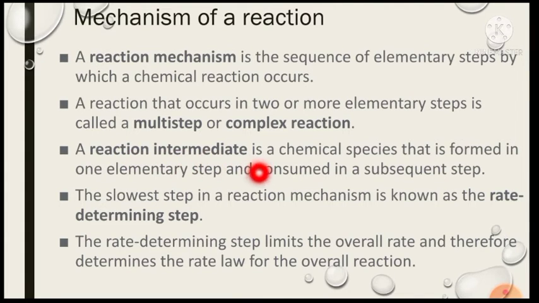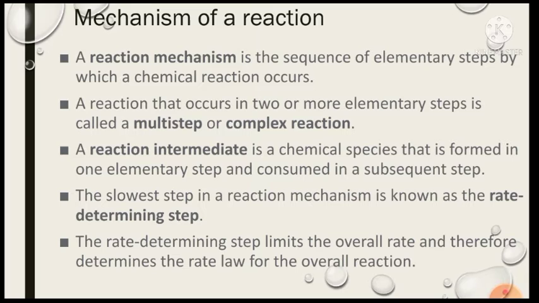So a reaction intermediate is a chemical species that is formed in one elementary step and consumed in a subsequent step. So there is a formation of a reaction intermediate which forms in one of the elementary steps, and that will be immediately consumed in another elementary step, the next subsequent step. That means the reaction intermediate forms for a very short time duration and immediately is consumed in another step.